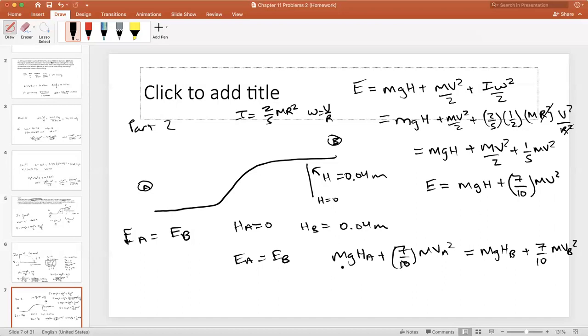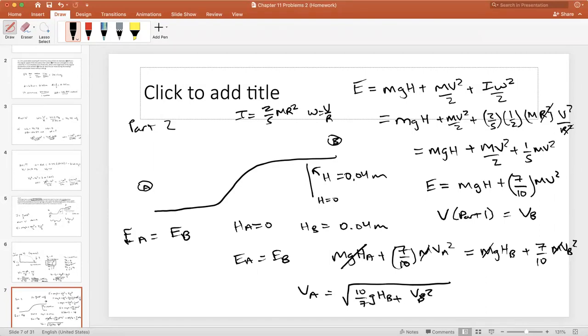Last thing that I need to note is HA is 0. V from the previous, V from part 1 that I found is my VB, and I want to solve this for VA. So if I divide through by m, I can cancel all my m's. And if I multiply through by 10 over 7, what I get is that VA is the square root of 10 sevenths times GHB plus VB squared. And that I'll let you guys put numbers in.